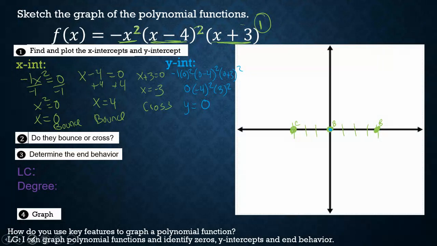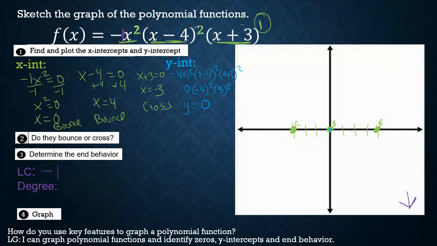All right, now the end behavior. So we're going to look at the leading coefficient. That would be the number in the front here. It's a negative 1. Since it's negative, we know it's going to go down here in a negative direction.